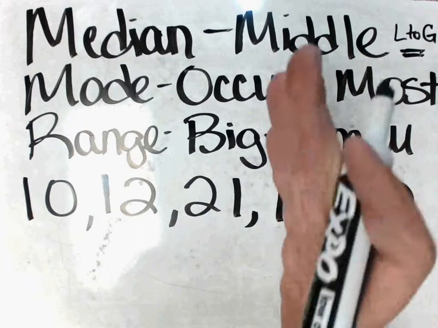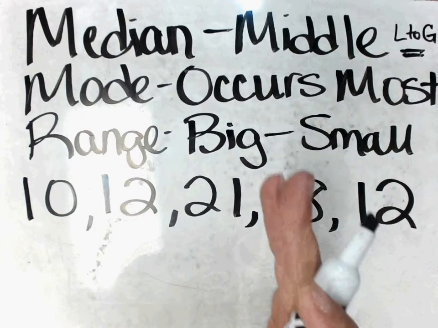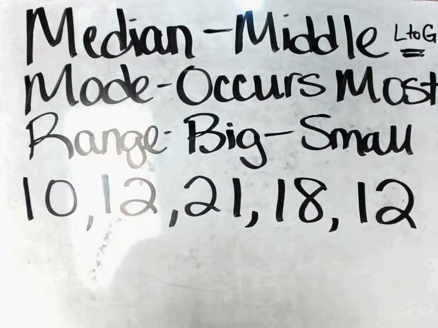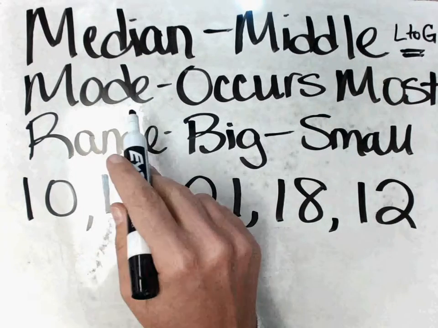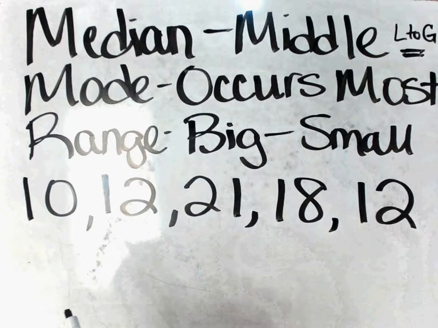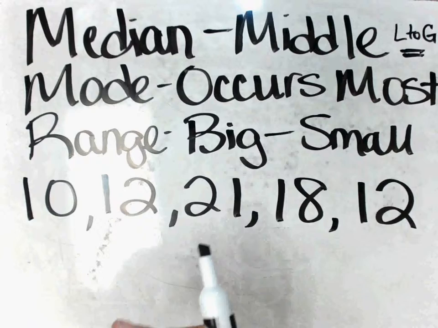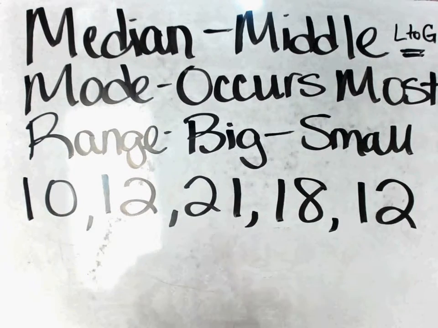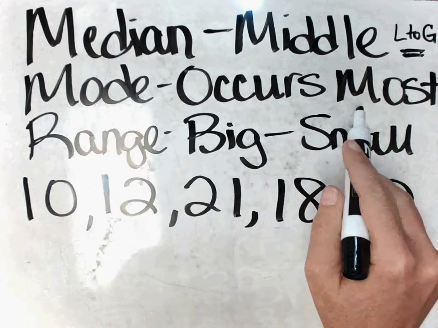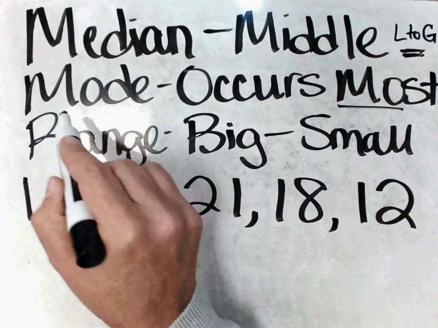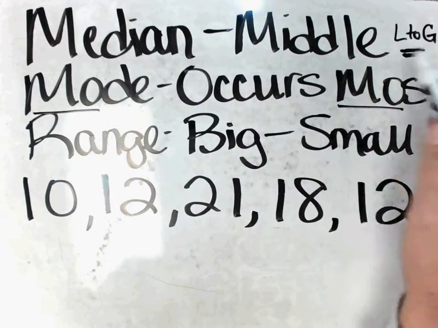It's like the median in the road goes down the middle. The median is the middle number in a set of data. A mode is the number that occurs the most often. It's repeated the most. A lot of times I like to say mode, most. Helps you remember that the mode is the one that's repeated the most. The median is the middle.